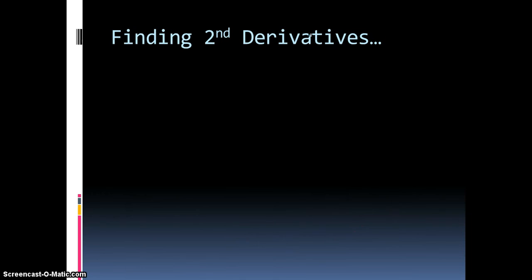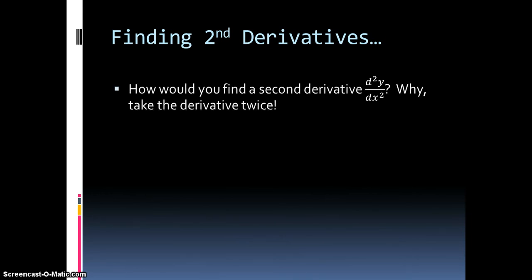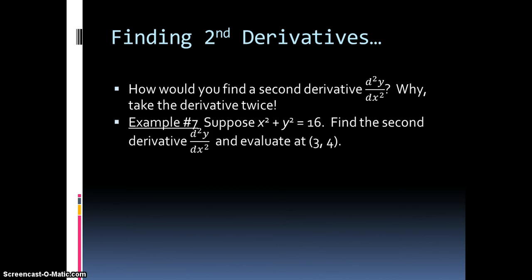Now, how do you find second derivatives? Well, what is a second derivative? A second derivative is just the derivative of the first derivative. It's a little bit more complicated for implicit derivatives, though. So let's do an example. Suppose x squared plus y squared is equal to 16. Find the second derivative and evaluate it at 3, 4.